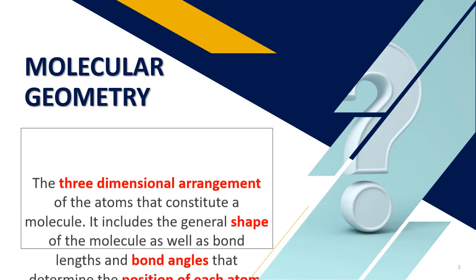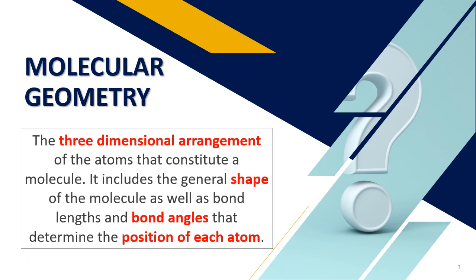What is the meaning of molecular geometry? Molecular geometry is the three-dimensional arrangement of the atoms that constitute a molecule. It includes the general shape of the molecule as well as the bond length and the bond angle that determine the position of each atom.